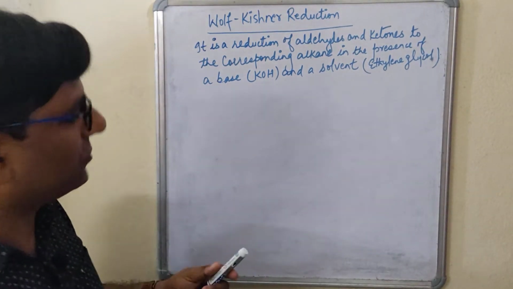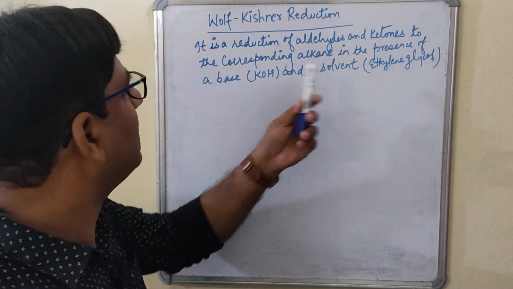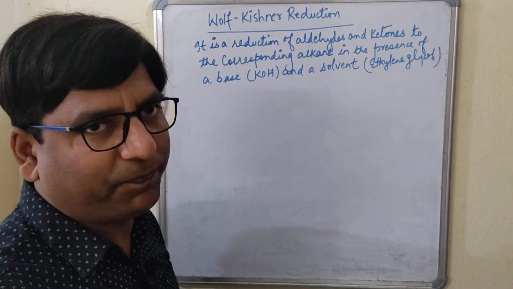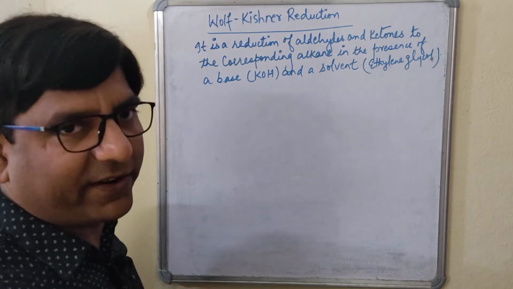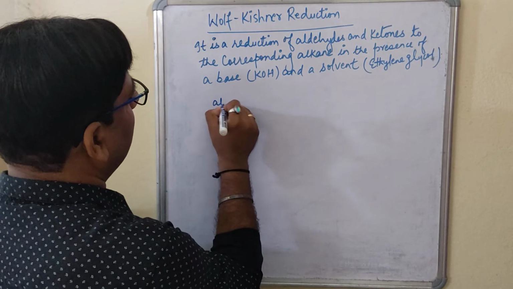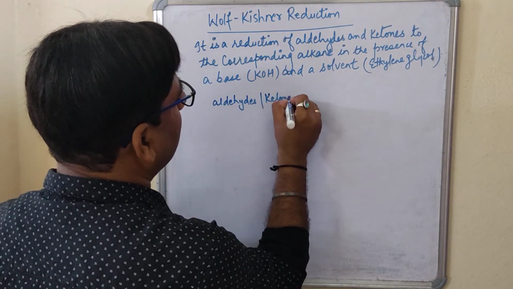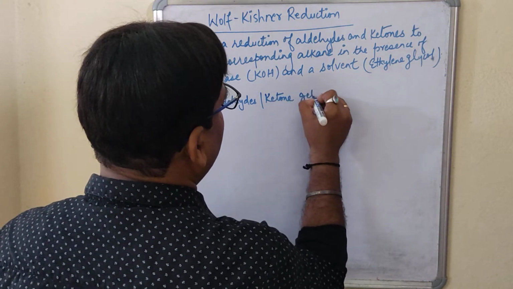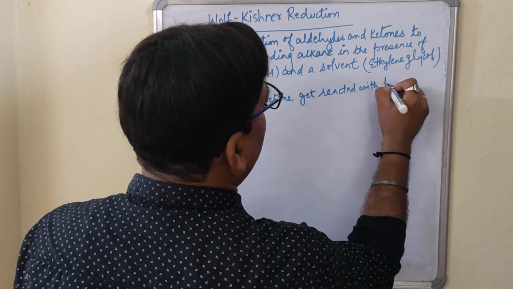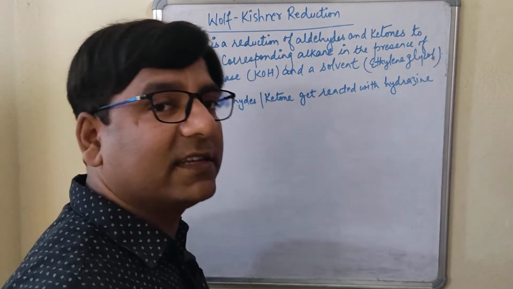So this reaction, students, this is the reduction of aldehyde or the ketone to the corresponding alkane in the presence of a base, that is the KOH, and a solvent, that is ethylene glycol. Okay, now where is the difference? See, in this Wolff-Kishner reduction, students, this aldehydes or ketones get reacted with hydrazine. Okay, it gets reacted with the hydrazine first.